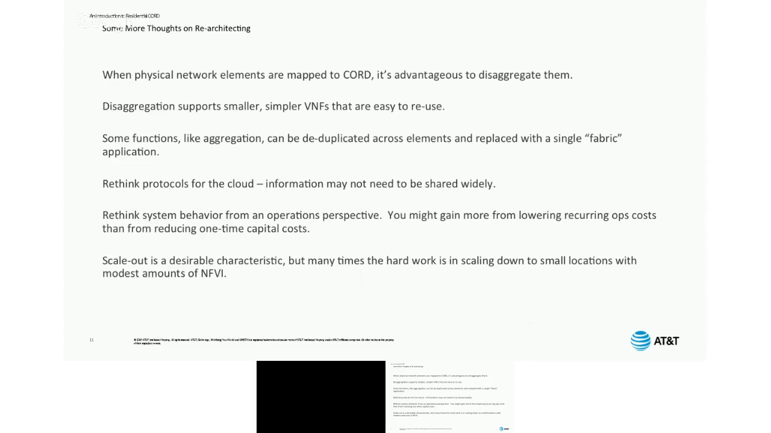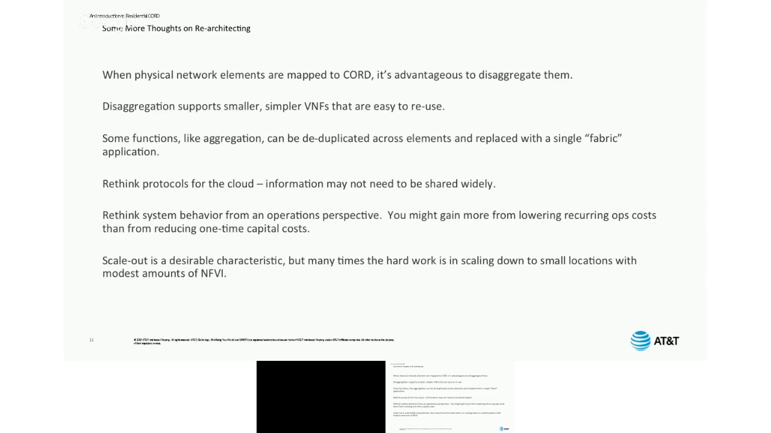And then some more thoughts that we have about this sort of re-architecting come along here. When you look at physical networks, it's really advantageous to think about physical network elements, or PNFs. It's really interesting to take them apart and look at the subsystems that are within them. Many times, you can reuse those subsystems much more readily than you could the entire bundled network element. That's an important thing.